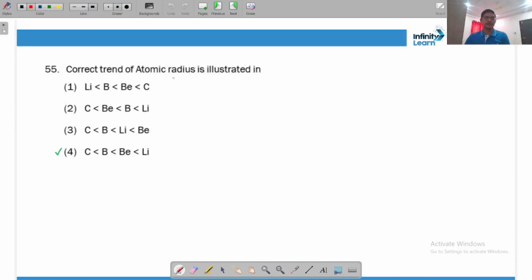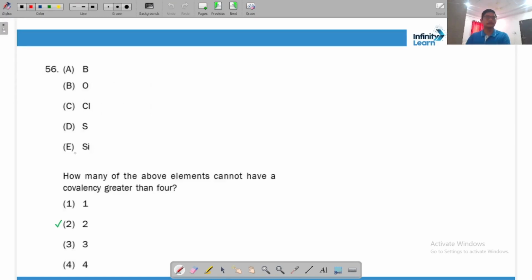The correct trend of atomic radius: it decreases across the period. So lithium has the largest size, then beryllium, then boron, and then carbon. So this is the correct answer.